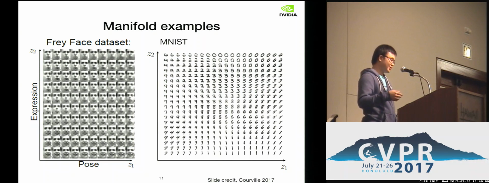Another example is MNIST. It's 784-dimensional data, but you can map it into a two-dimensional space, and you will see the digits are naturally clustered in certain areas of the manifold. So you don't need to deal with high-dimensional data. With the manifold assumption, you can map them to a low-dimensional space.